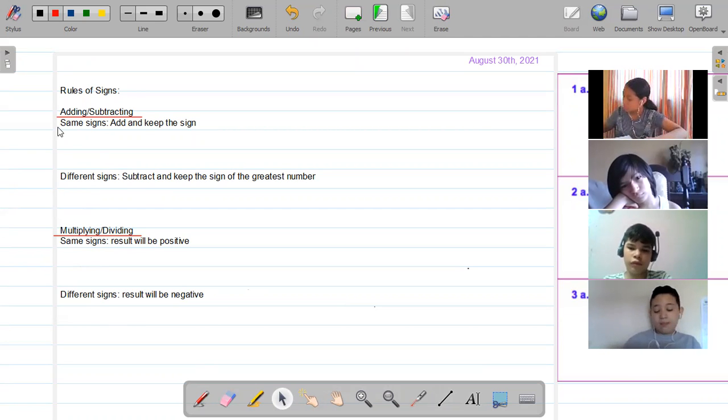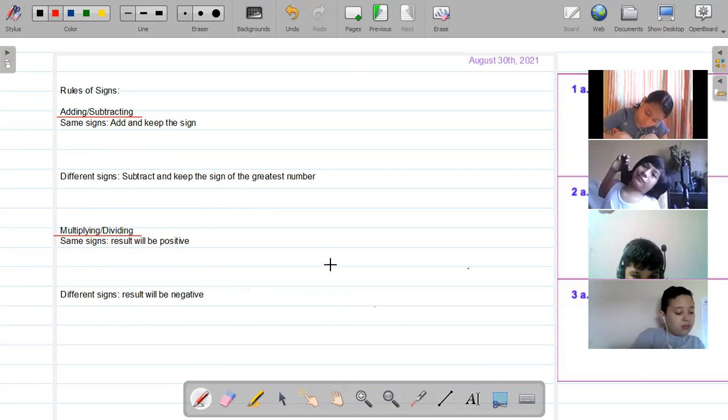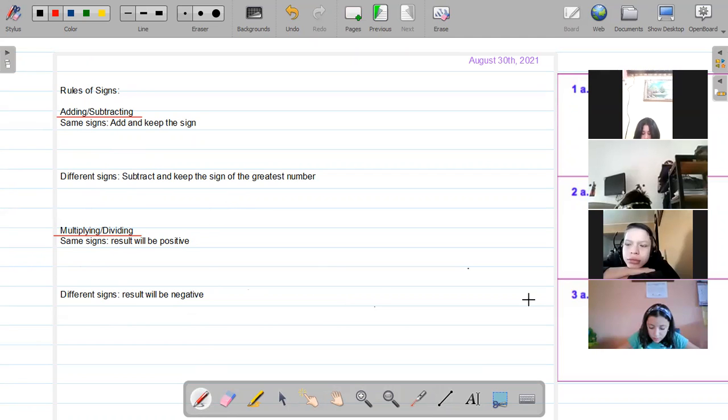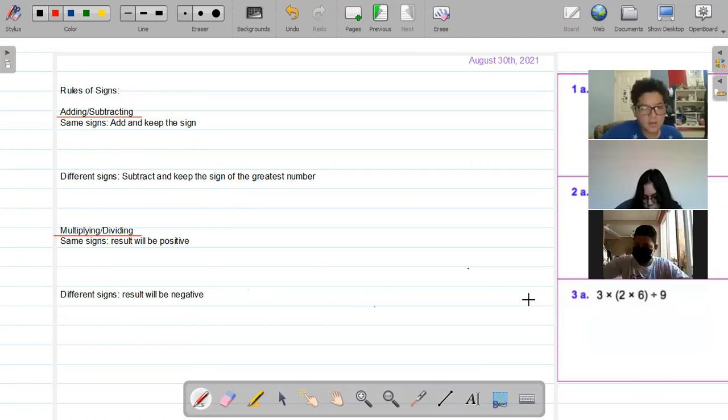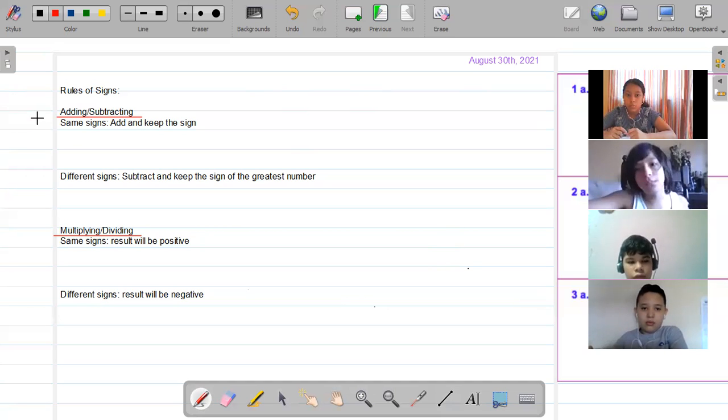Okay, so it says in here, same signs, we add and we keep the sign. Okay, so this is what we learned in elementary, like normal additions. Now, remember, all of this, you're supposed to have it in your notebook. So you're supposed to be taking notes of what you have on screen, okay? So same signs, we add and we keep the sign.